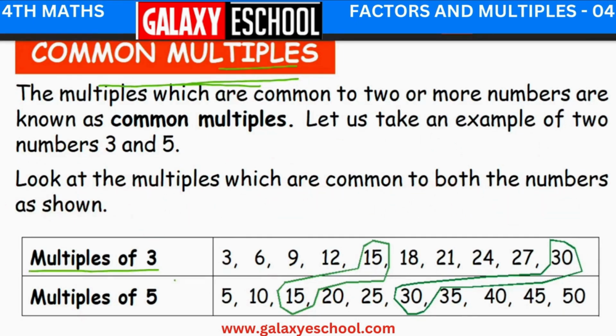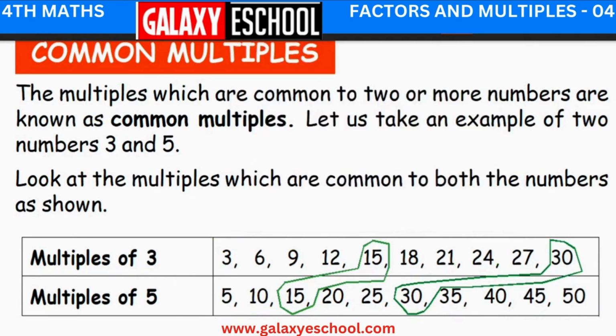Now the multiples of 3 are 3 1s are 3, 3 2s are 6, 3 3s are 9, 3 4s are 12, 3 5s are 15, 3 6s are 18, 21, 24, 27 and 30. Now the first 10 multiples of 5 are 5 1s are 5, 5 2s are 10, 5 3s are 15, 5 4s are 20, 5 5s are 25, 5 6s are 30, 5 7s are 35, 5 8s are 40, 5 9s are 45 and 5 10s are 50. So these are our multiples of 3 and 5.